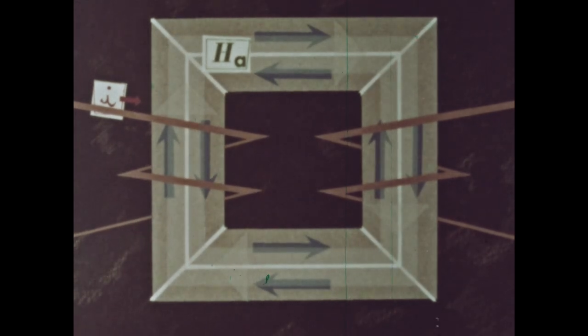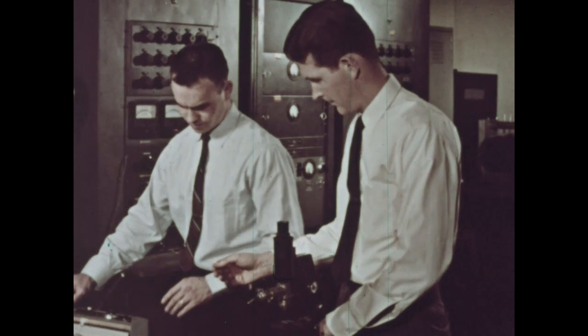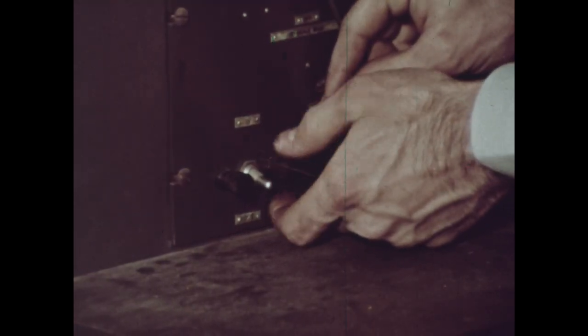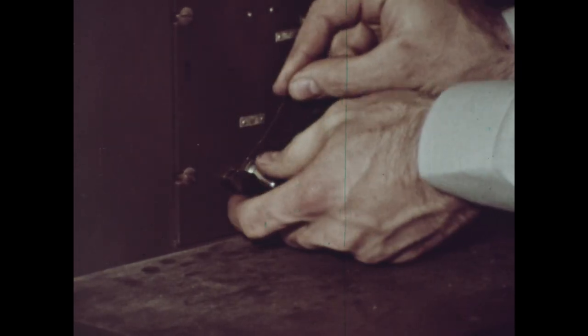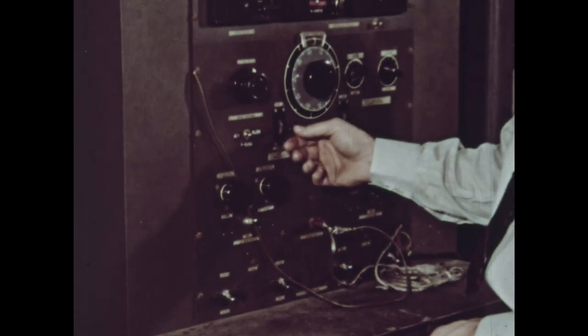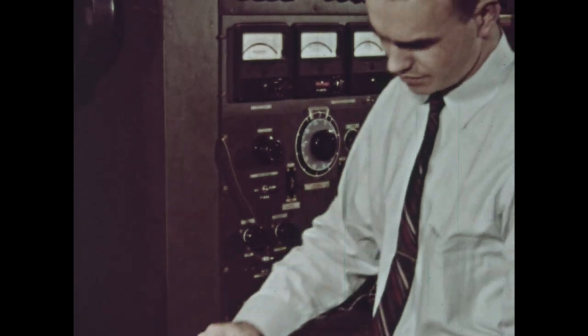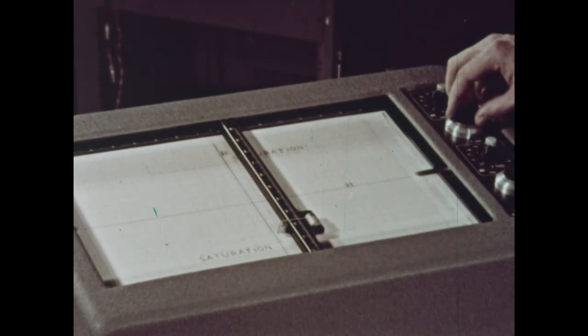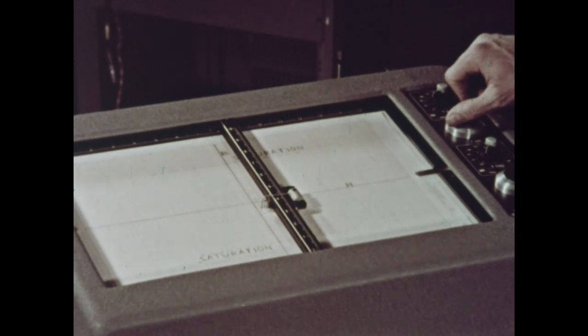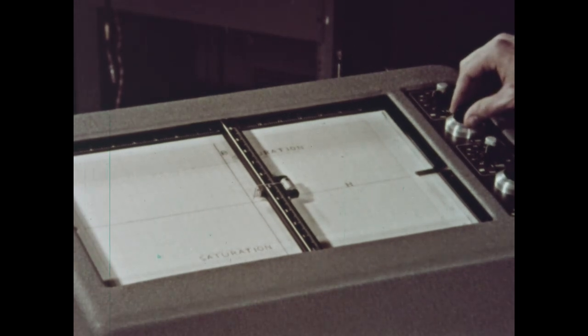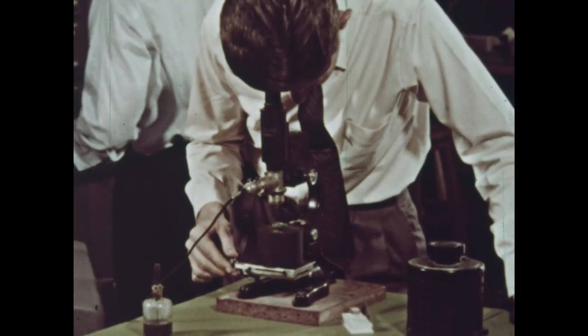Then, to see how the structure changes as the field is applied, we view a small area under the microscope. Here is the experimental setup. A special flux meter measures the applied field and the resulting induction simultaneously. This information is then automatically plotted on a recorder. Thus, the hysteresis loop will be drawn at the same time the crystal is observed through the microscope.